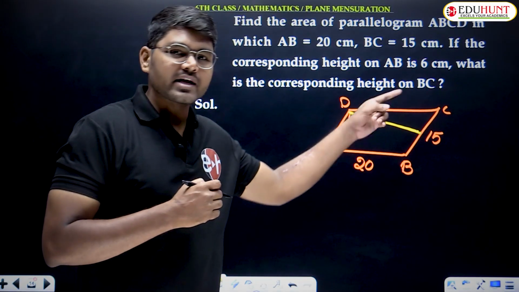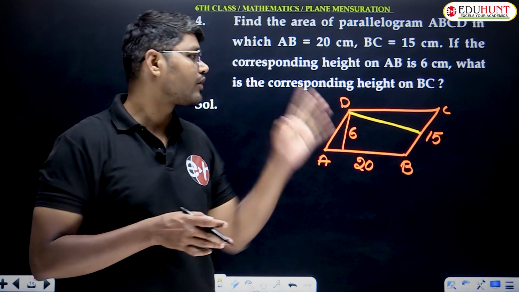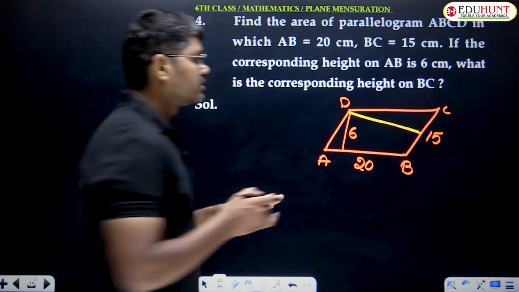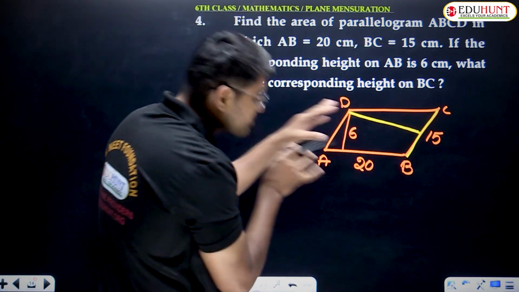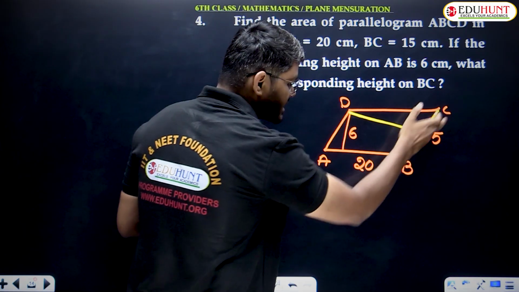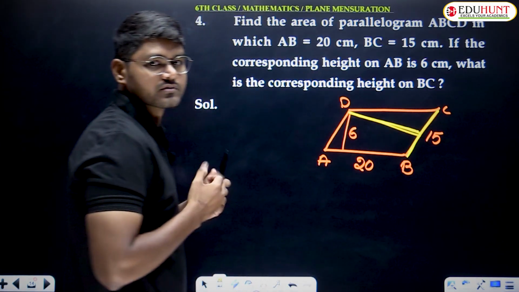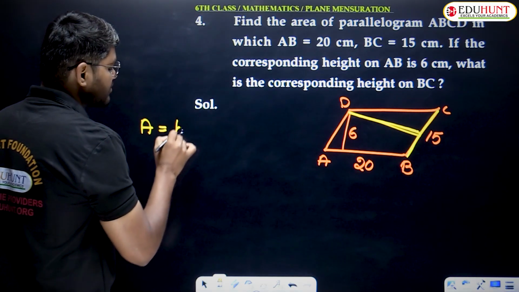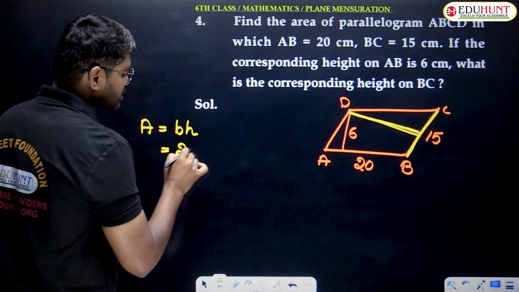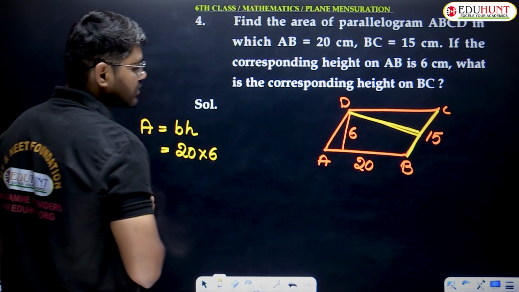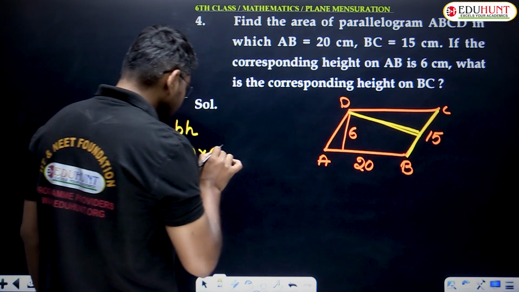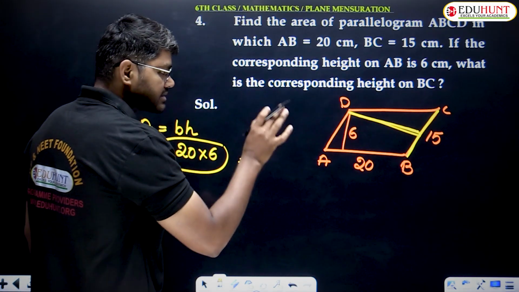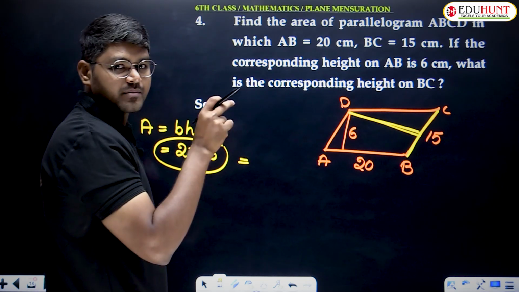To find this corresponding height, first of all we have to find the area of this parallelogram by using this base and height. Then that is equal to the area of this same parallelogram with base 15 and this height. So area of parallelogram is equal to base into height. Base is 20 into height 6. Now this area is the same area using different measurements.